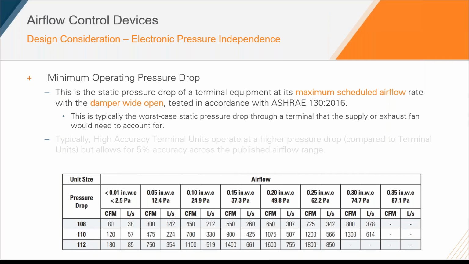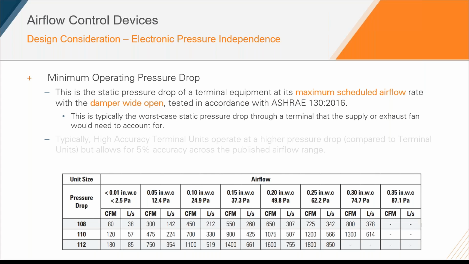For the electronic pressure independent, one of the design considerations you want to keep in mind is the minimum operating pressure drop. The minimum operating pressure drop is that static pressure drop for the terminal when it's operating at its maximum scheduled flow rate with the damper blade wide open. Again, this is typically tested in accordance with ASHRAE 130. What the minimum operating pressure drop tells us is the worst case static pressure drop through the terminal that the fan will have to provide or account for.